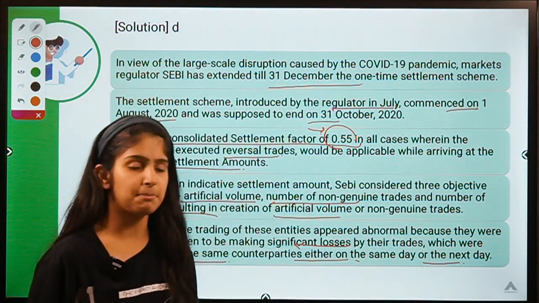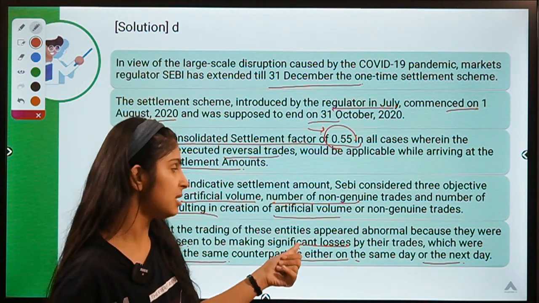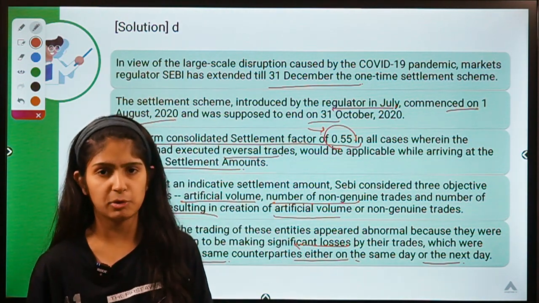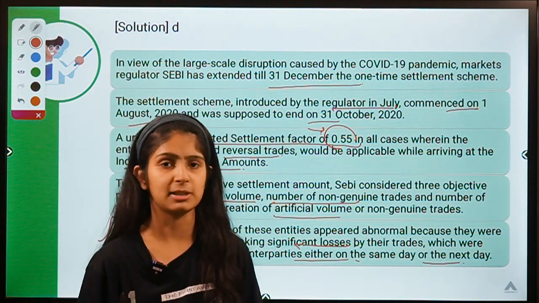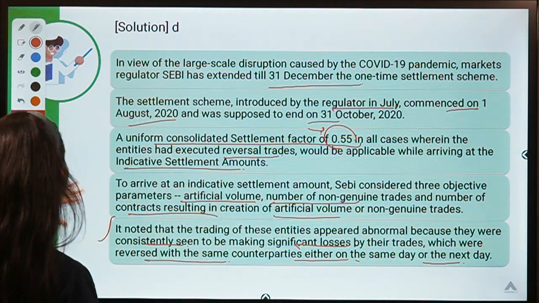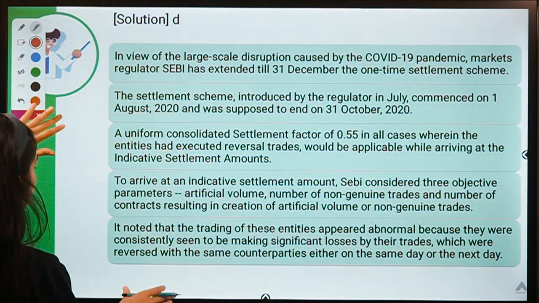So some parties were seen to be making some losses which were appearing abnormal in the context of the market, right? So I hope this scheme is clear to you. Moving ahead to the next question.